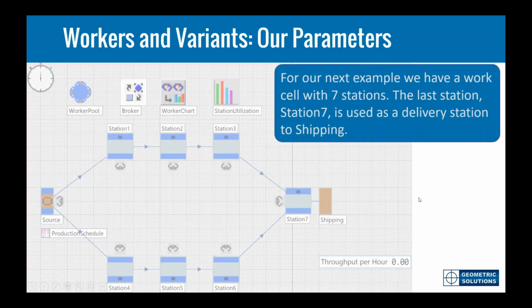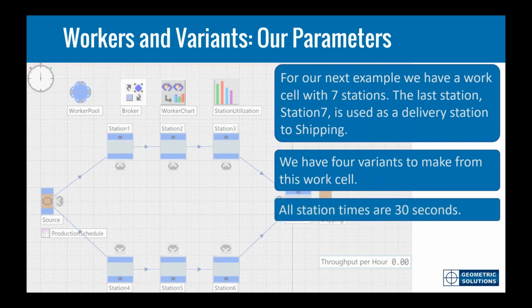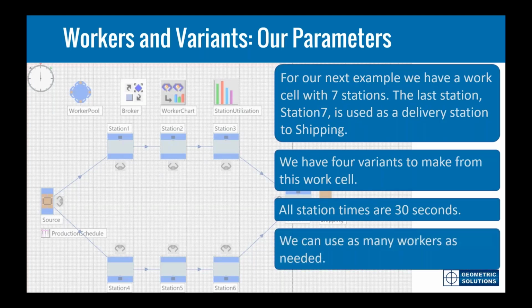In this example, we have a 7-workstation cell. The last station, 7, is used as a delivery station to shipping. The workers are working in this area, and they're going to go from station to station and produce these parts. But we have a twist to this. We have 4 variants to make for this work cell. All the station times are 30 seconds. We can't change that. And we can use as many workers as needed. Well, let's find out how many we need.